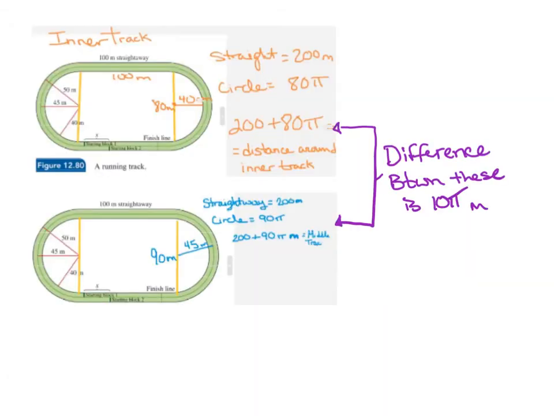You could have also found the exact distance around each of them. The inner track would have been 200 plus 80 pi. And then the outer track, so if they had run around the outside of the track, it would be 200 plus 90 pi. Again, the difference between these is 10 pi. That's just two different ways you could have looked at the problem.